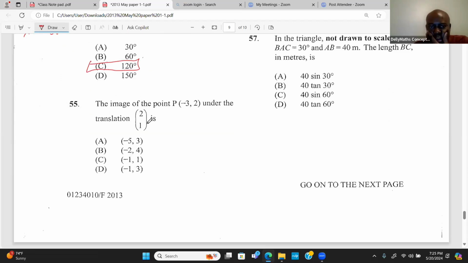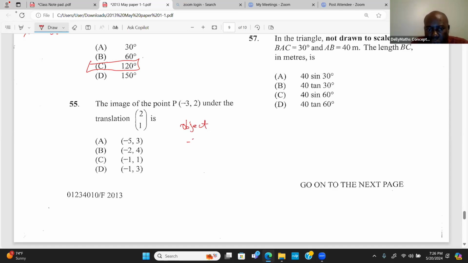55. The image of the point -3, 2 under the translation 2, 1 is what? We did translation. And it's good that we complete so many things, so when you go to the exam, even if you don't remember, you can say you did it in class. So translation, what is the point? Watch this. The image of the point under that is, so we don't have the image. Watch it. The image of the point. So this is the object.